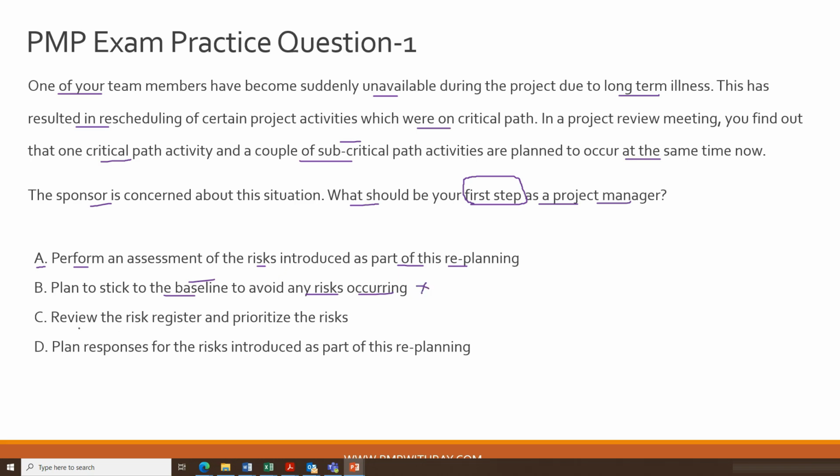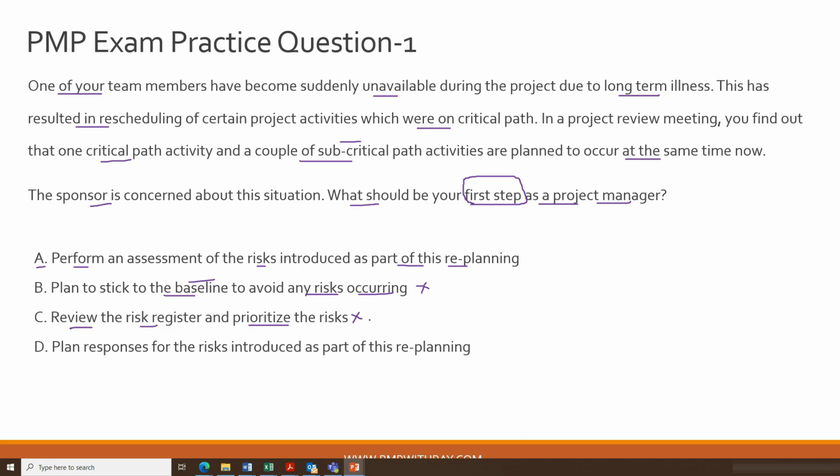Moving on, option C, review the risk register and prioritize the risks. Now, this is also an incorrect option, guys, okay? Because in essence, you need to understand that when a risk has happened, the first thing is not that you start reviewing your risk register and start prioritizing the risks, right?